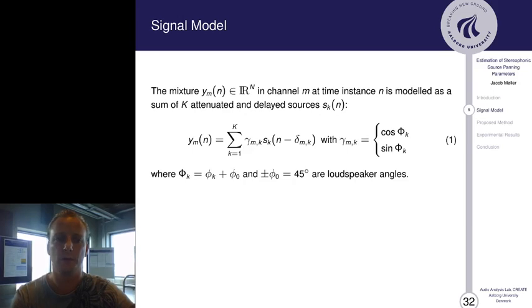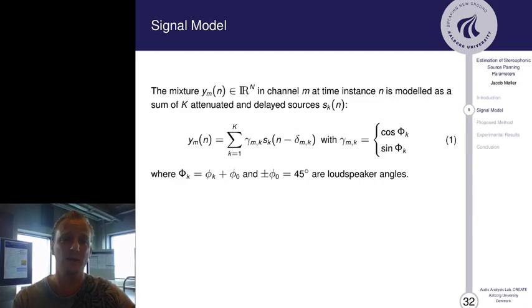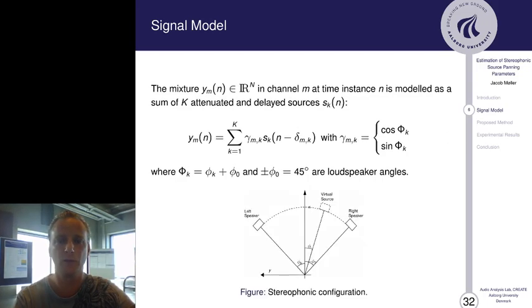We model the mixture y_m in channel m at time instance n as a sum of K attenuated and delayed sources. The attenuation gain ratio is called gamma for the k-th source in the m-th channel. The source is called s_k, and the delay is delta for the k-th source in the m-th channel, in samples. The gain ratio here, gamma_mk, is based on trigonometric functions because trigonometric functions have the quality of giving us a constant distance to the virtual source from the listening position.